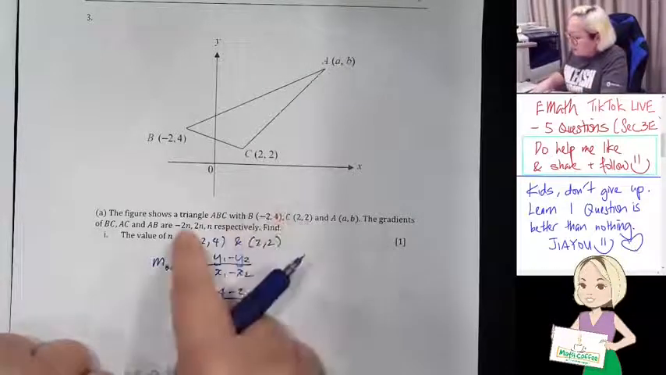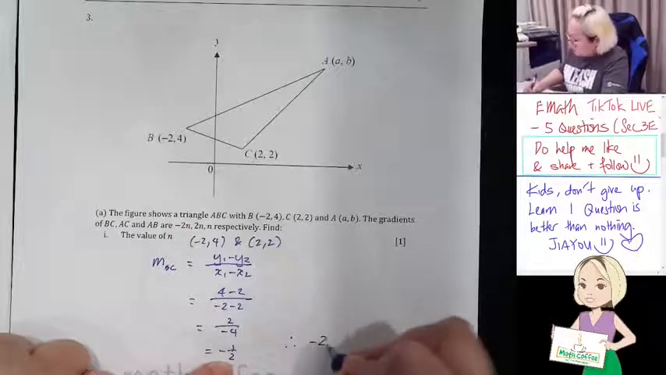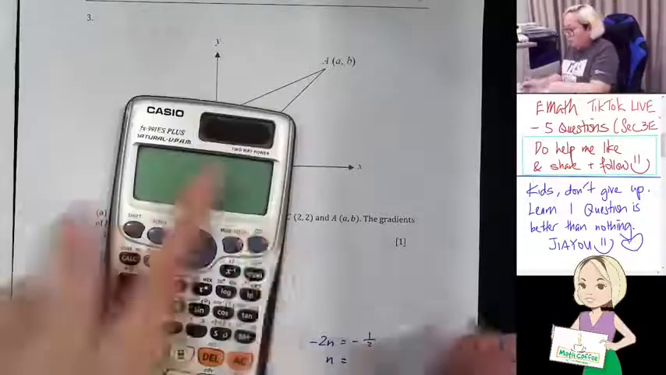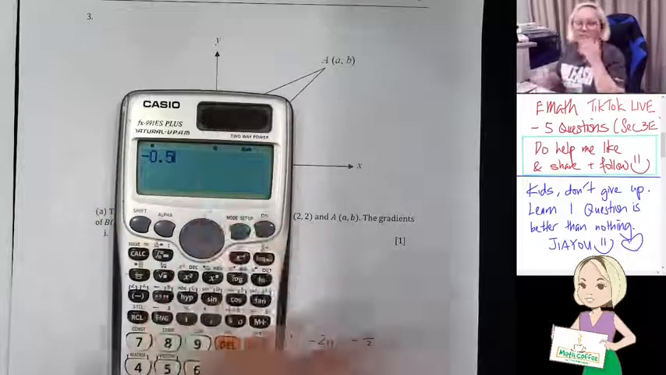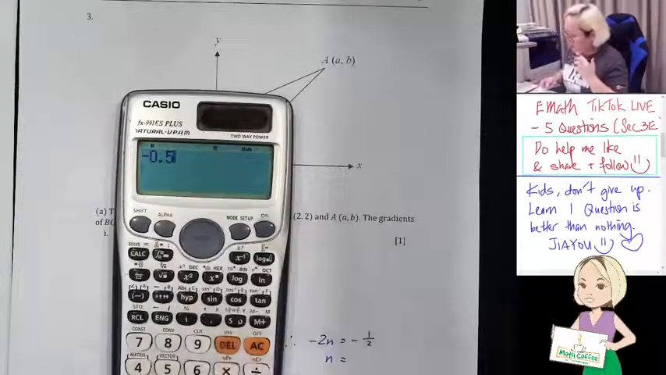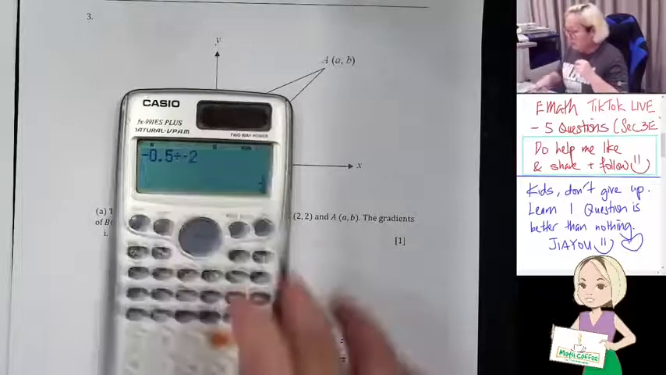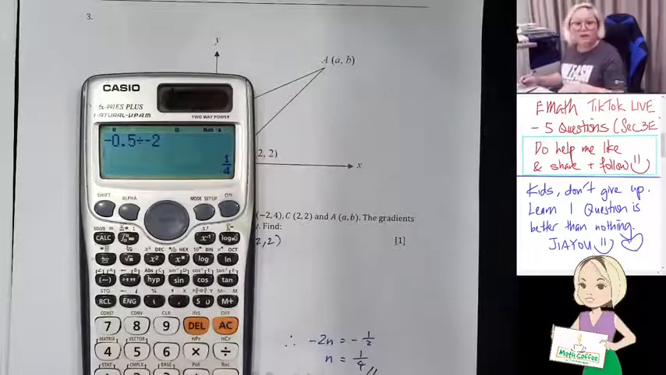And they tell me that the gradient of BC is minus 2n. So you will say, therefore, negative 2n is equal to minus half. So n will be equal to minus half divided by negative 2. I'm always lazy to press fraction. Half is the same as 0.5. So it becomes 1/4. So my n is 1/4.